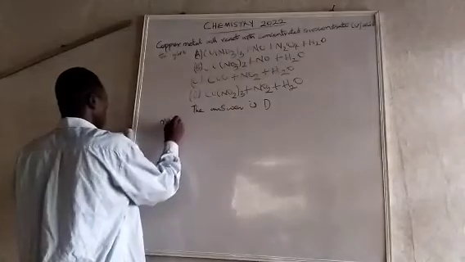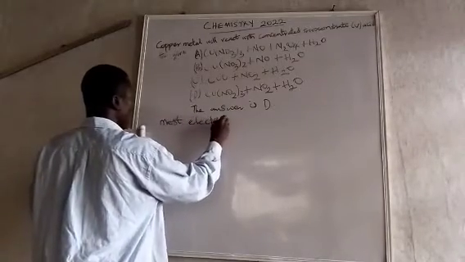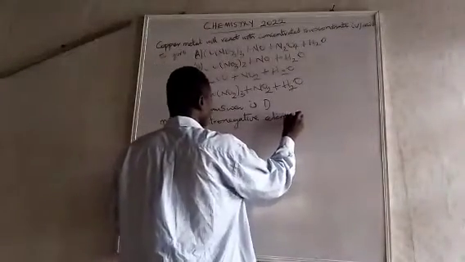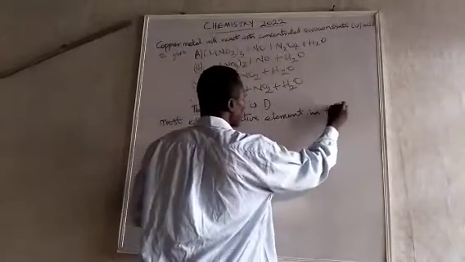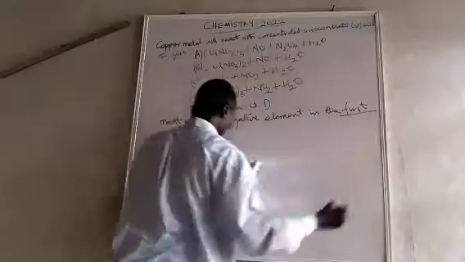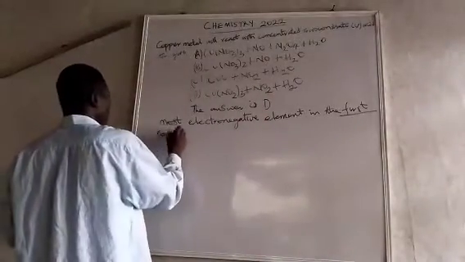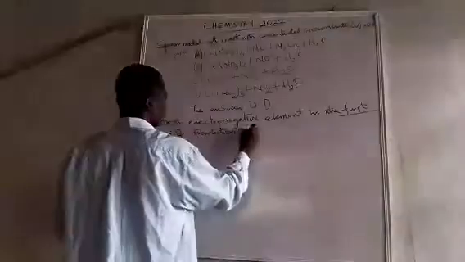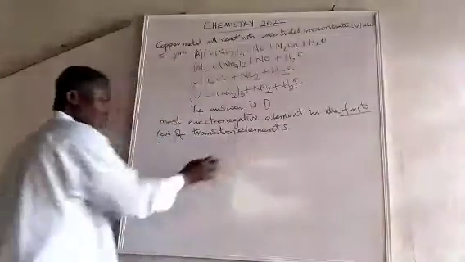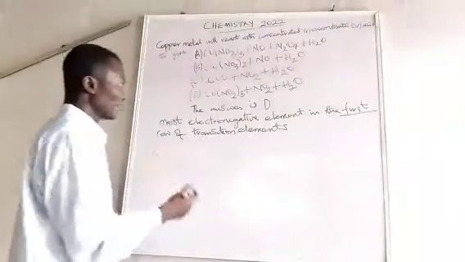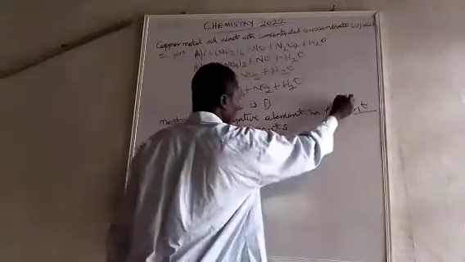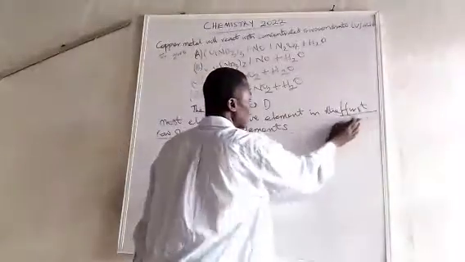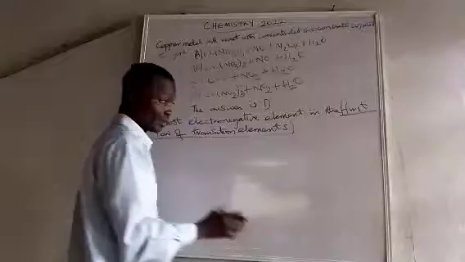Copper is the most electronegative element in the first row of transition elements. Please take note of this. The reason I'm bringing this up is that if I bring any question under copper, this will give you an edge. It is electronegative not among all the elements, but among these few, the transition elements in the first row.